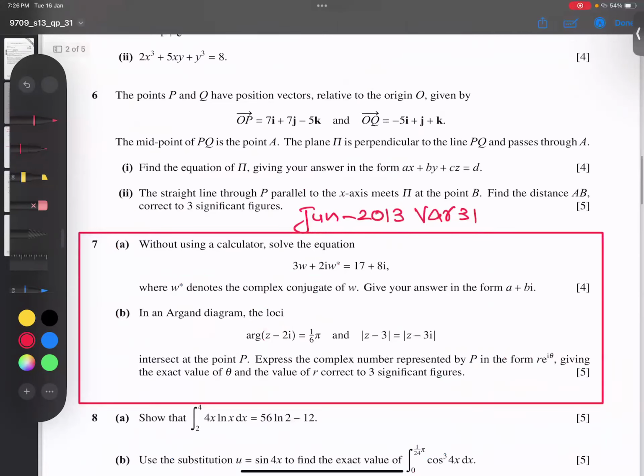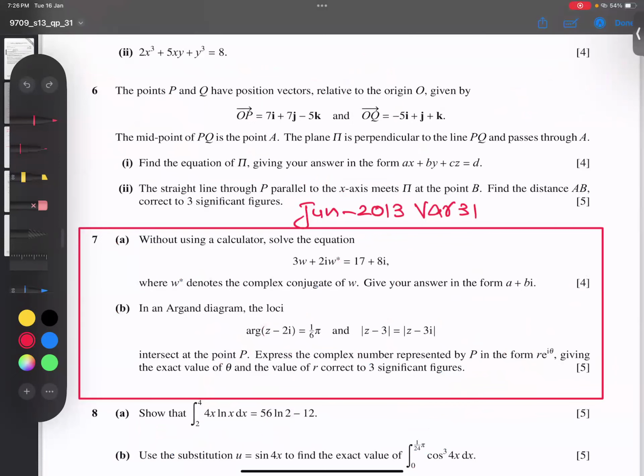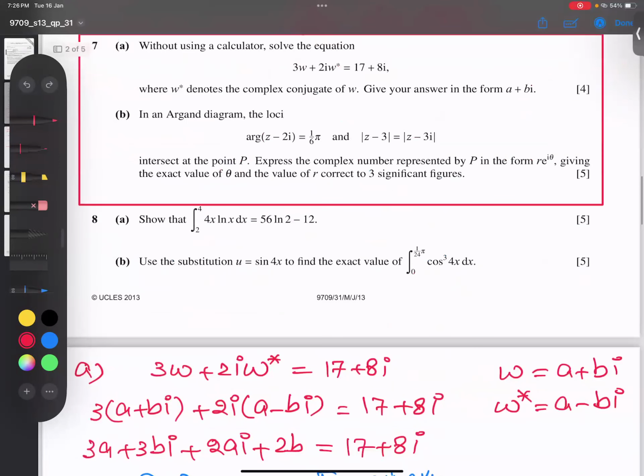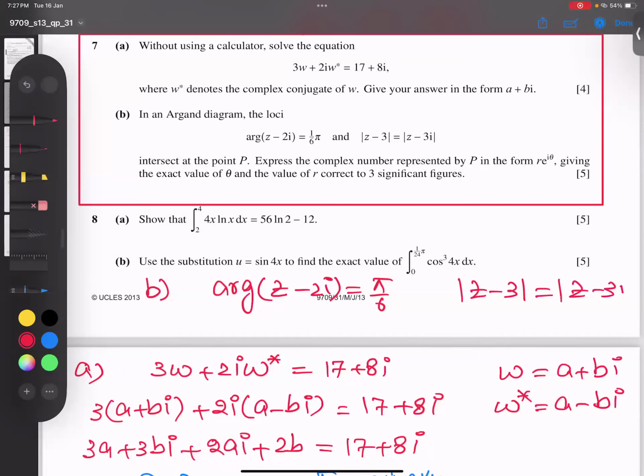The first part he was asking to give the answer in this format. I have done it. Now this question, part B, is very important. So let me write part B first. We have to write: arg(z − 2i) = π/6, and second, |z − 3| = |z − 3i|.